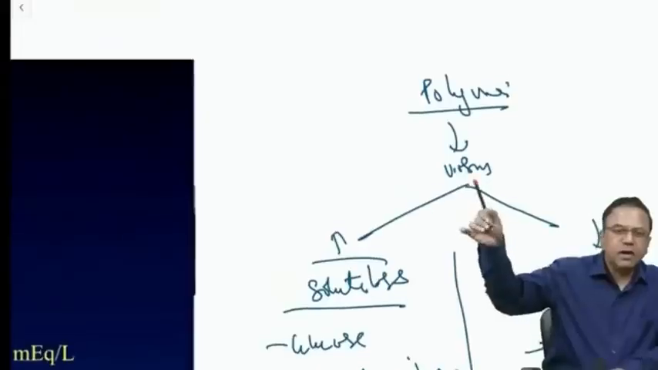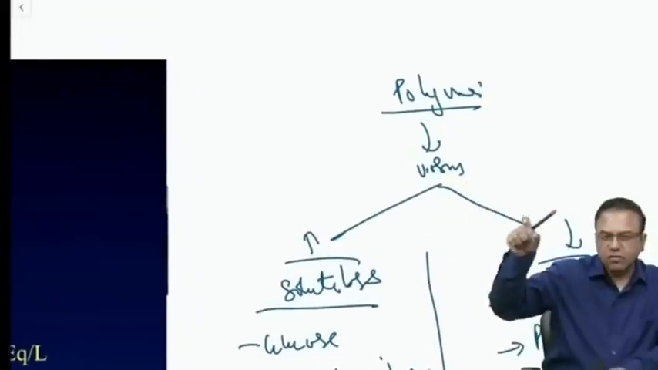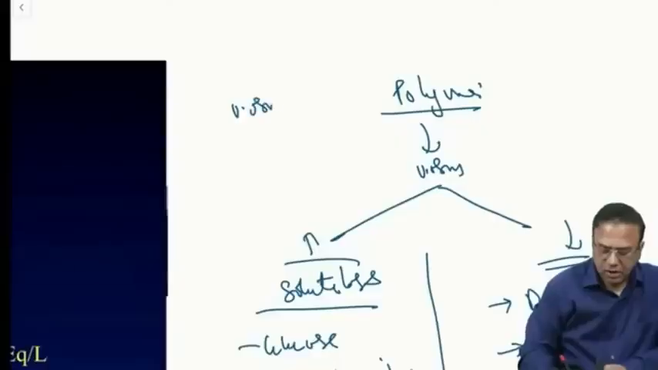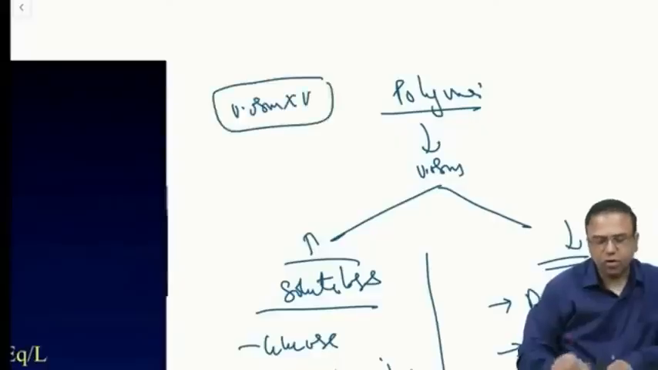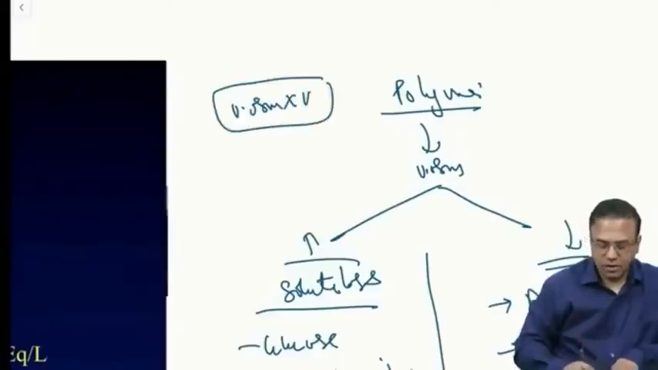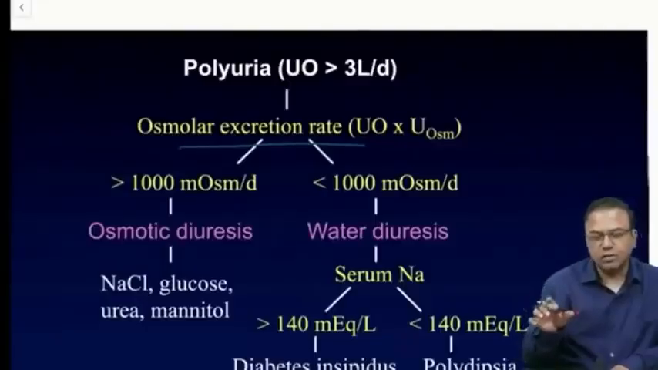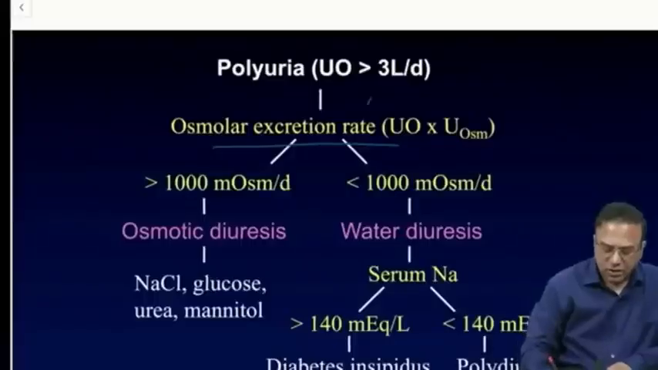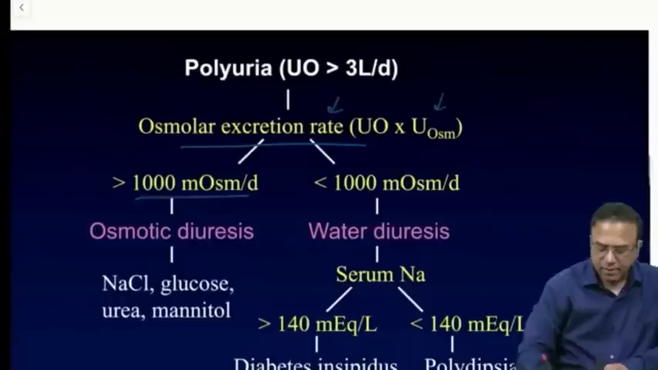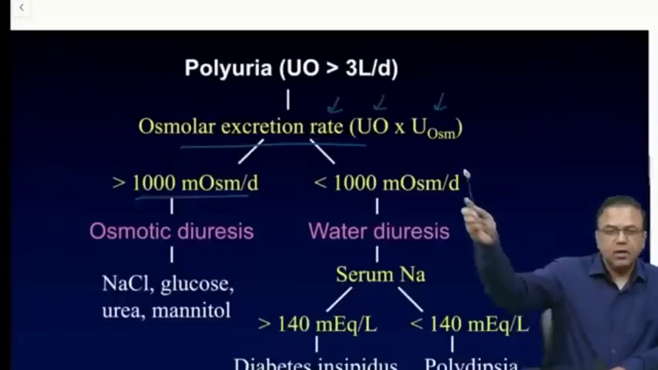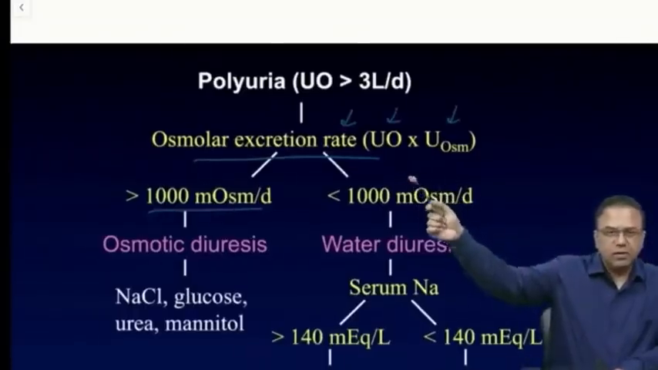But now we understand that urine osmolality alone is not enough. You need to look at the volume of urine. So urine osmolality into volume of urine together is called osmolar clearance. In one of the exams, instead of giving urine osmolality, they mention osmolar clearance. This osmolar excretion rate is nothing but urine osmolality into urine output in liters. The 24-hour output should be taken in liters.